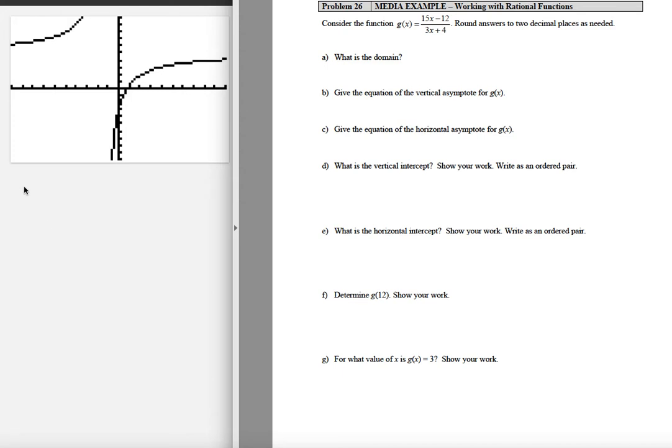So what I did was I went to y1 and I put in for y1 the following: parentheses 15x minus 12 divided by, and then I press divided by on my calculator, 3x plus 4. And that's going to help the calculator understand what the full numerator is and what the full denominator is. And then I graphed it on a standard window, which was zoom 6, and I got the shape that's shown in the window here.